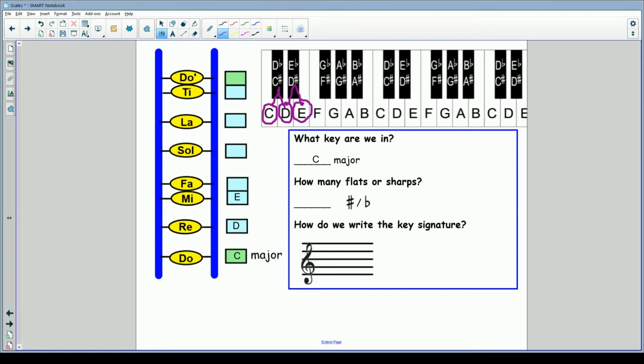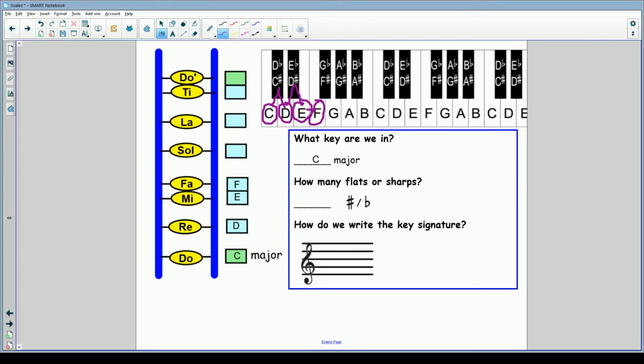This is where things get interesting. Remember, fa and mi are close together because it's only half a step away. So think about that. We have half a step. Oh, look, conveniently enough, there's no black key in between E and F. So we just move straight to the F. That means if mi is E, then fa is F.